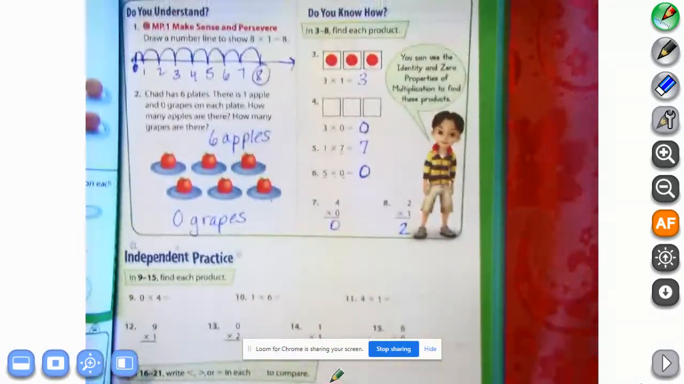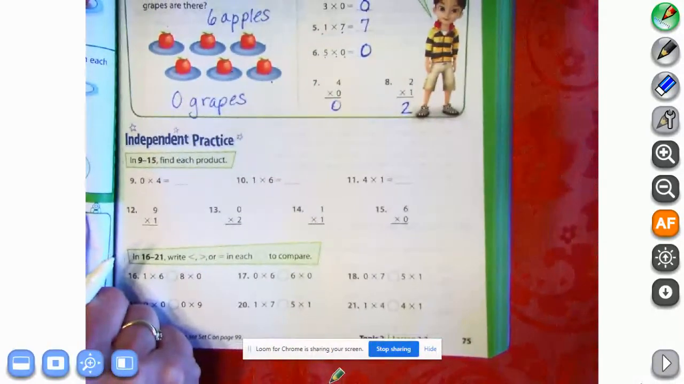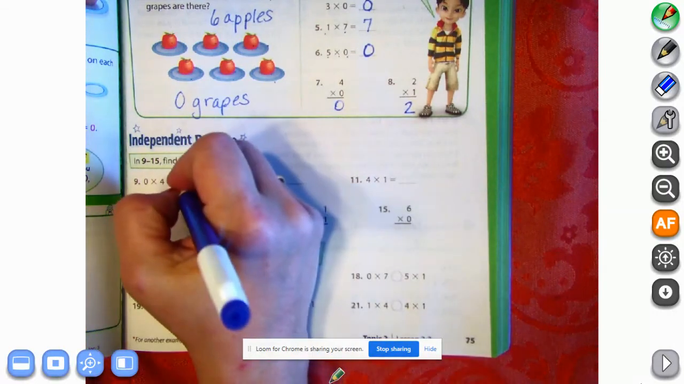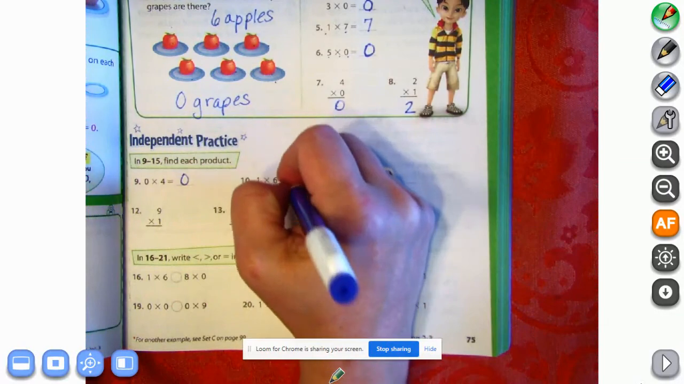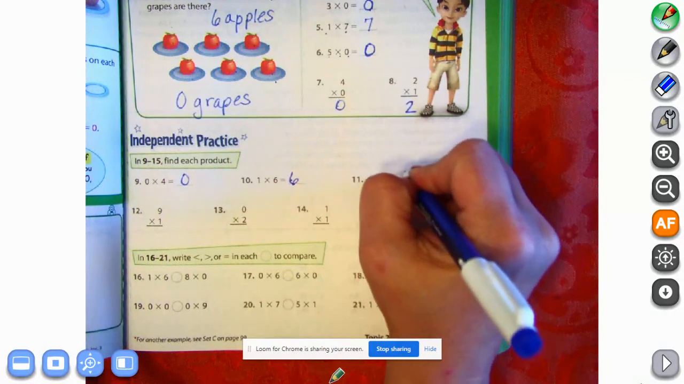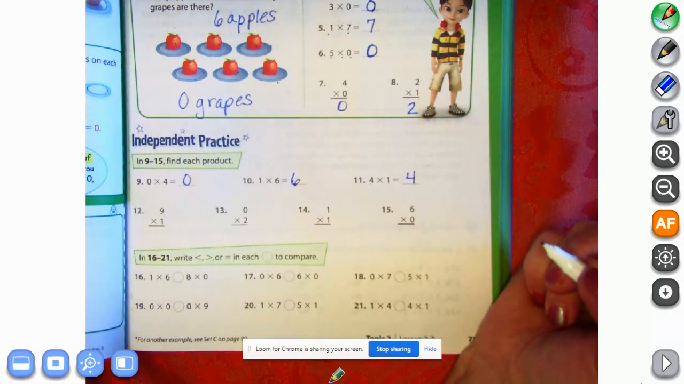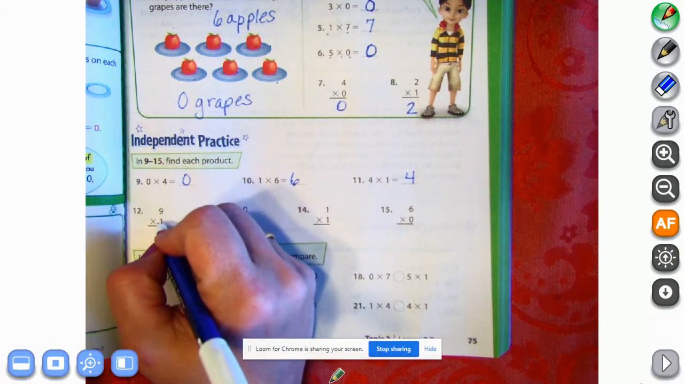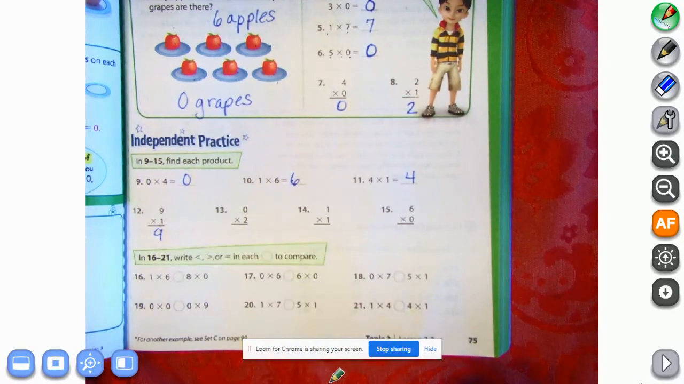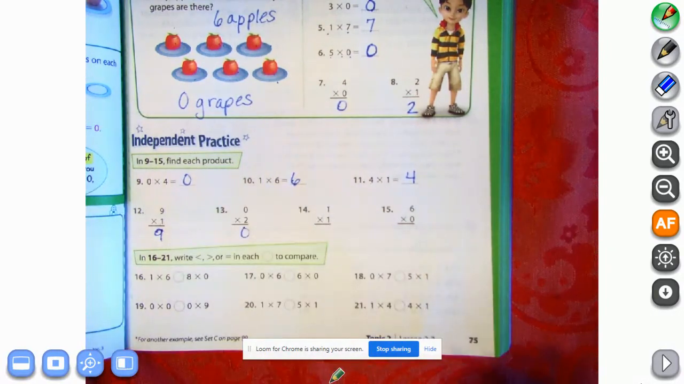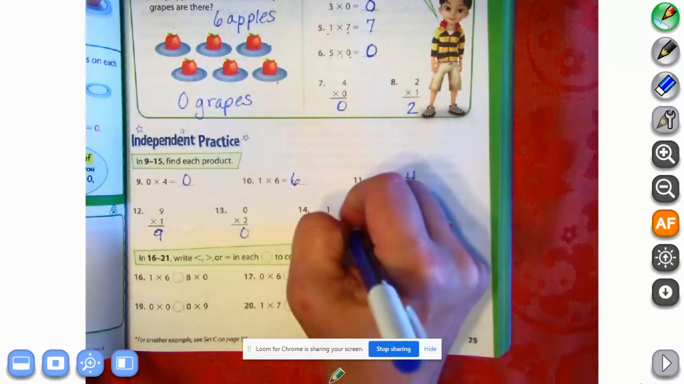All right, go ahead and pause this if you need to get anything written down. Otherwise, we're going to go down here to number 9. So find each product. 0 times anything is 0. 0 times 4 is 0. 1 times any number is going to be that number. 1 times 6 is 6. 4 times 1 is 4. Number 12, 9 times 1 is 9. 0 times 2, 0 times anything is going to be 0. 1 times 1 is 1. One group of 1. The picture you draw is one circle with one thing there. That's 1.